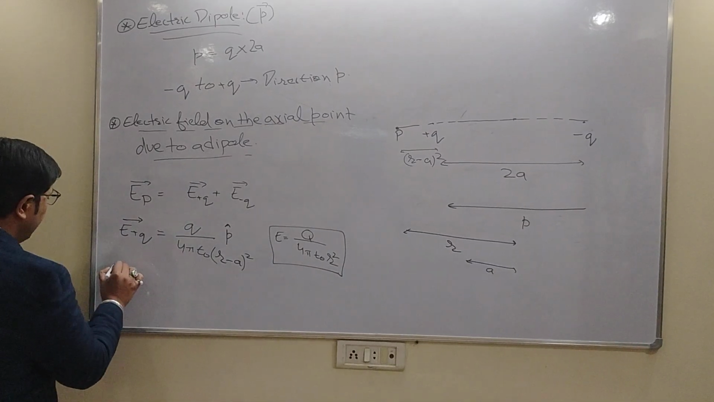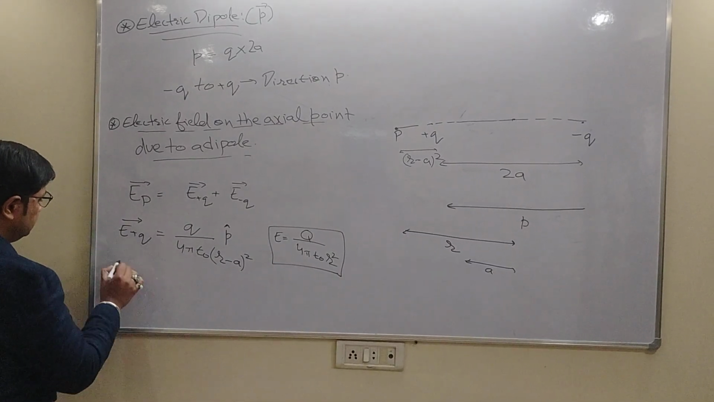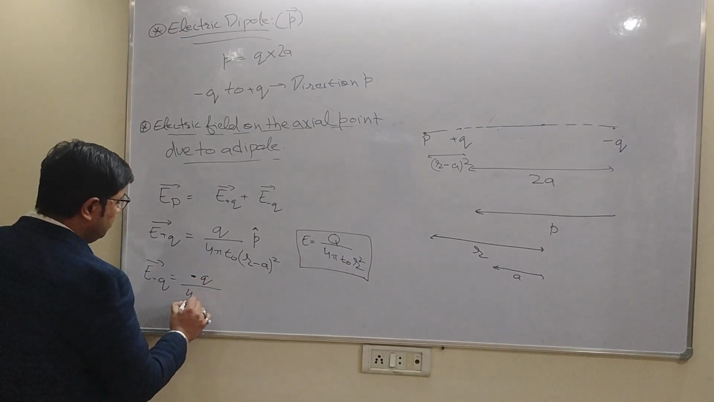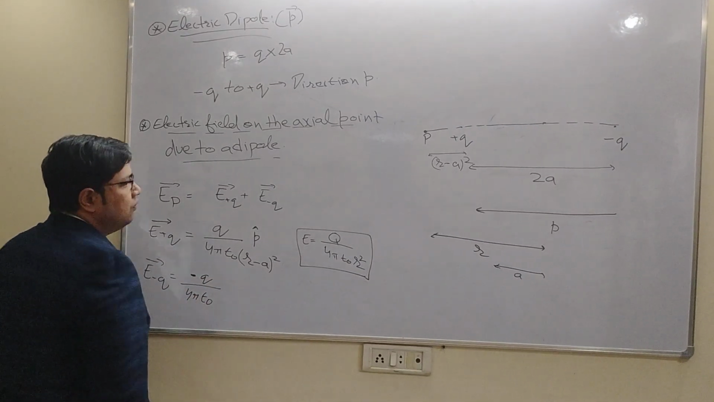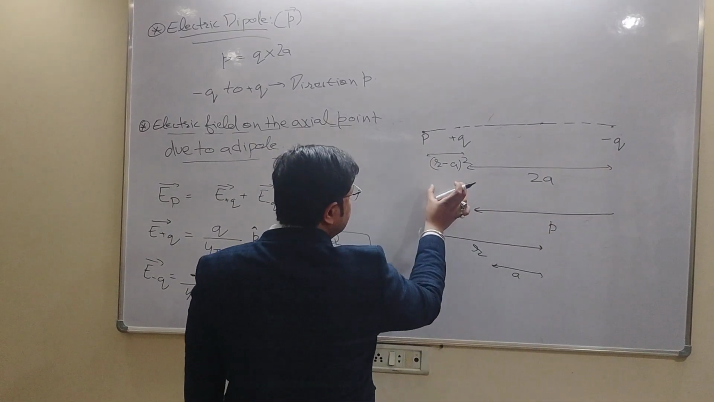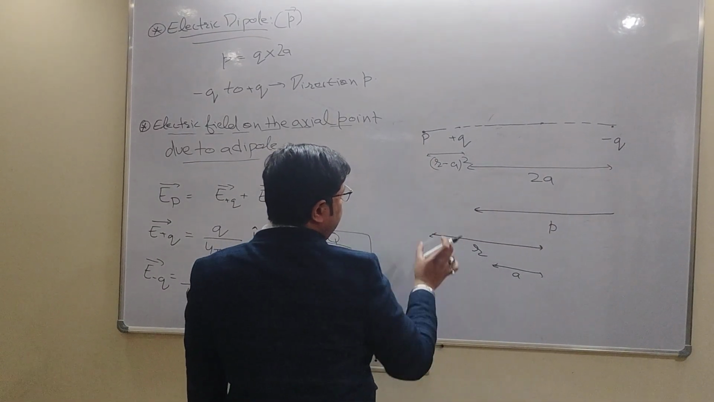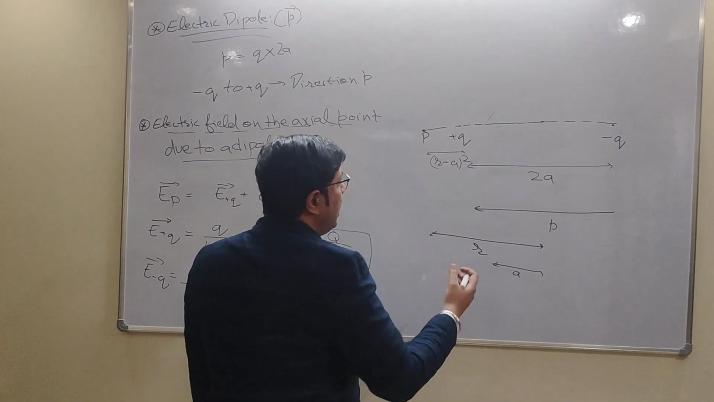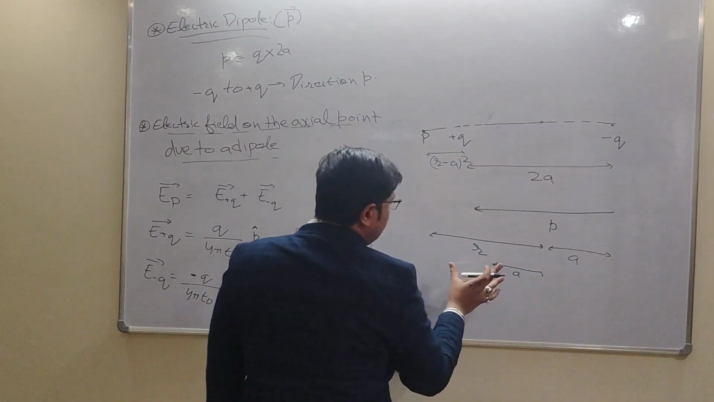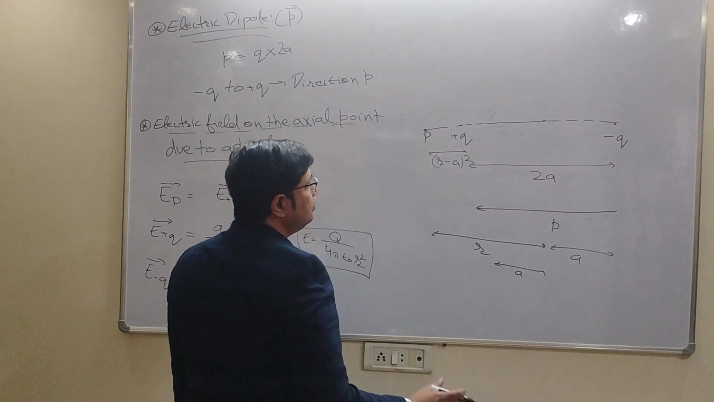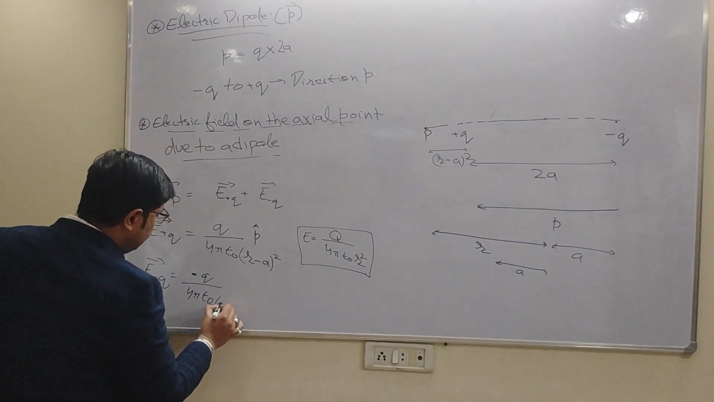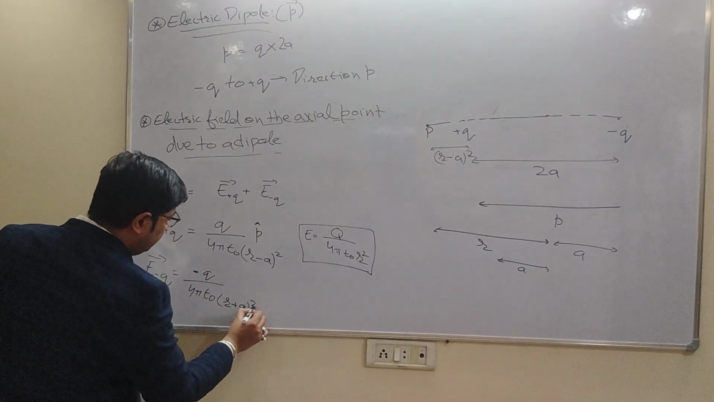Similarly, E due to minus q, if I have to find out, it will be minus q over 4 pi epsilon naught. What is the distance of point P from minus q? 2a plus r minus a, you can say r plus a. This distance is a, so it becomes r plus a. The distance of point P from minus q is r plus a. So I will write it here, r plus a whole square.